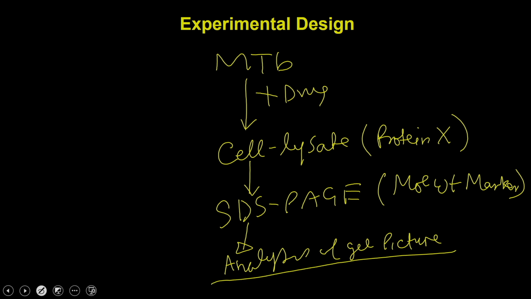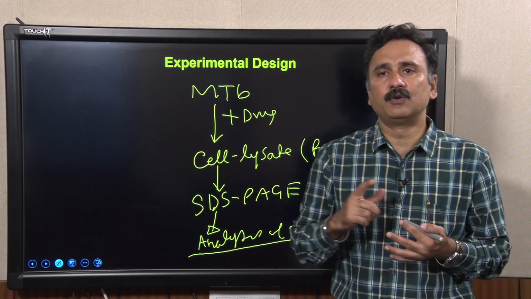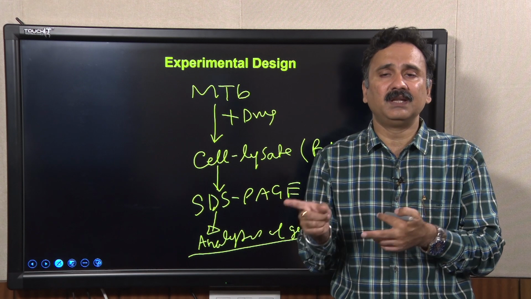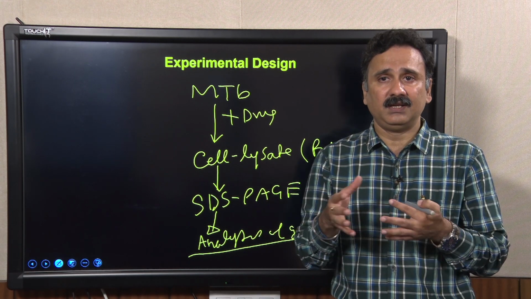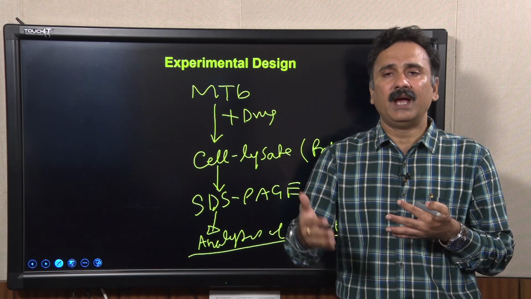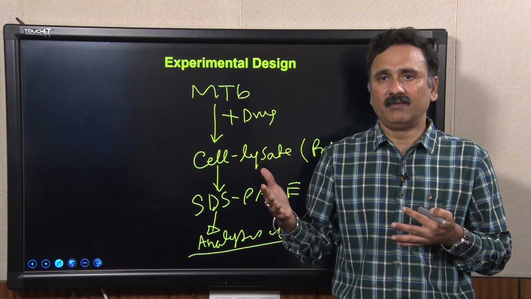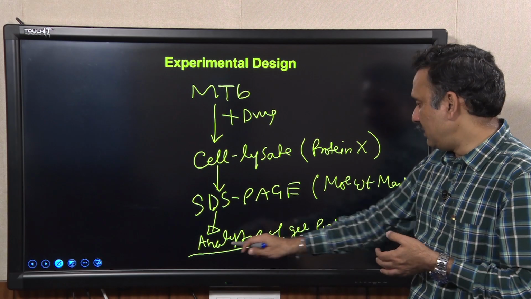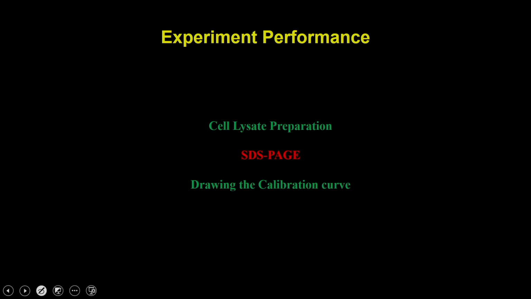If you remember, in the previous module we also discussed how to do the image analysis, how to determine the concentration of a particular enzyme or protein, and how to determine the molecular weight also. So, now you analyze the gel picture. These are the things you have to do. First you prepare the cell lysate, then you perform the SDS PAGE, and once you are done with the SDS PAGE, then you can draw a calibration curve.